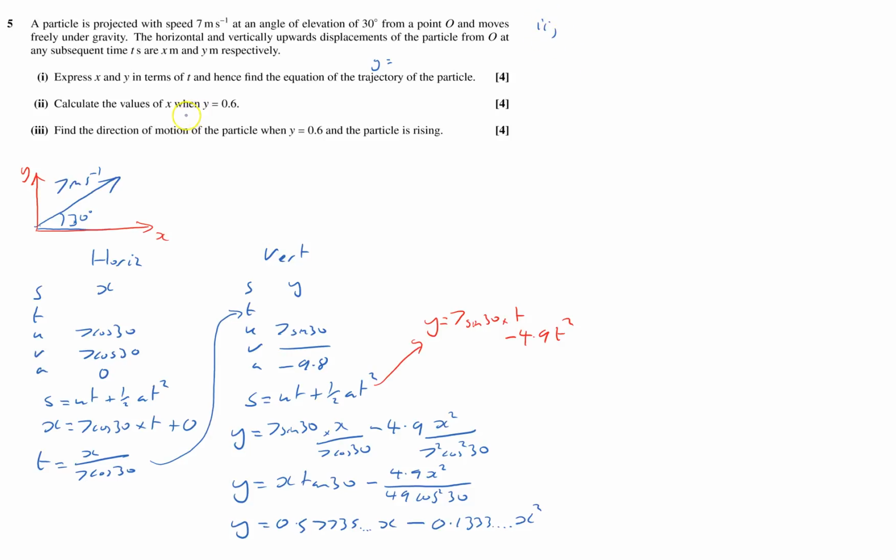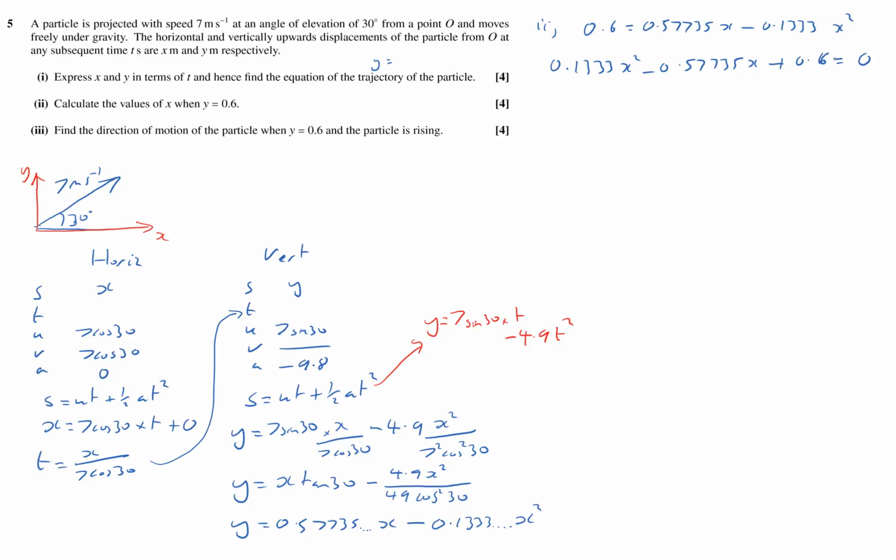I've got to calculate values of x when y equals 0.6. So I'm going to put in y as 0.6 here. So that'll give me 0.6 equals 0.57735 x. I obviously keep more digits in my calculator. Minus 0.1333 x squared. It is a quadratic, so I'll put everything onto the left hand side. 0.133 x squared, that's adding that, take away 0.57735x, and plus 0.6, and that now equals 0.